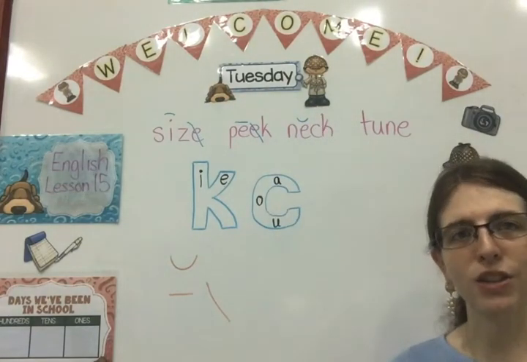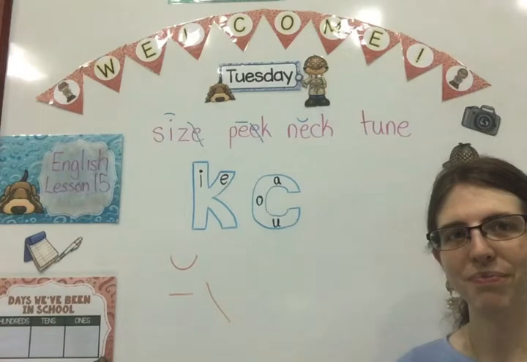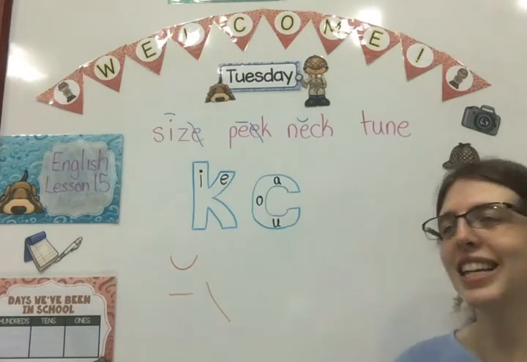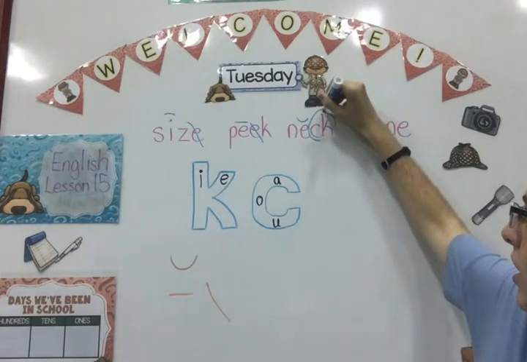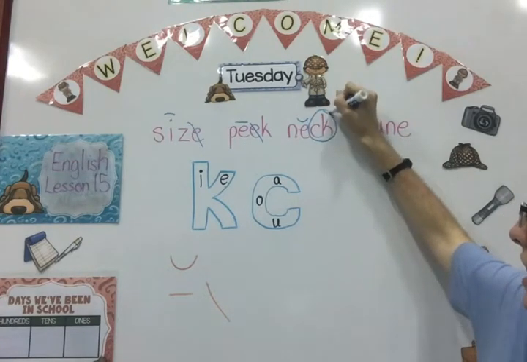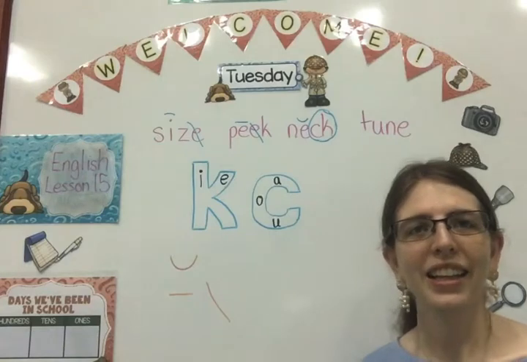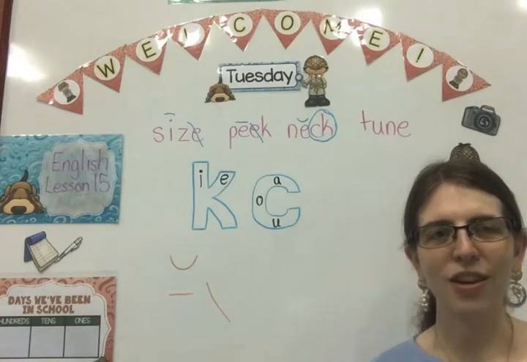Do I have any special sounds in this word? Yes, k in duck, C-K. So I will circle k in duck, C-K. Let's move on to the last one that we're going to do together.